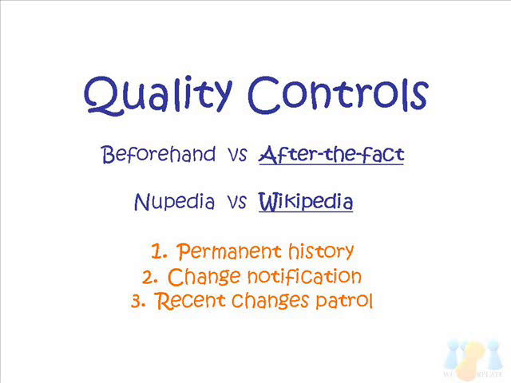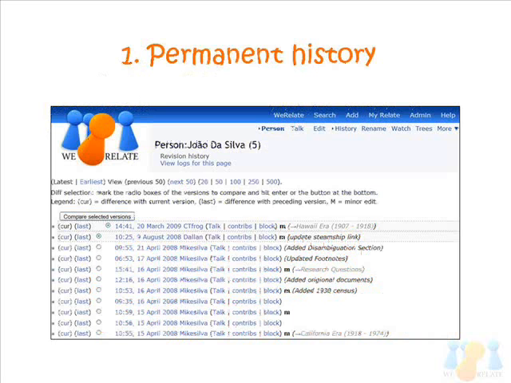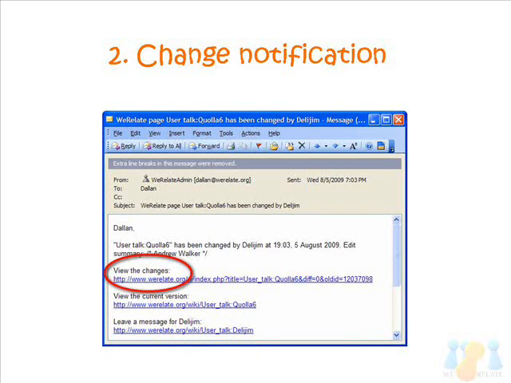WeRelate is based upon the same software as Wikipedia and uses the same after-the-fact quality controls that makes Wikipedia so successful. Here is an example of the permanent history of an article. By clicking on various lines in the history, I can see exactly what the article looked like at any point in time. Here's an example of a change notification email.